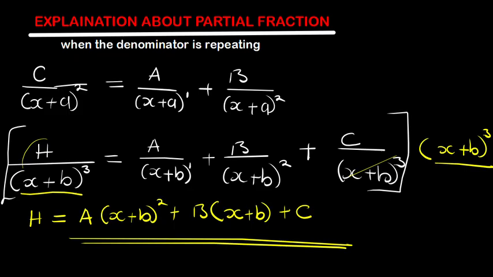Okay, now let's go to the examples. The first example that we have for today is this one. It says resolve 4x minus 3 over x plus 1 to the power 2 into partial fractions. So in this situation, you have 4x minus 3 over x plus 1 to the power 2. In here, what are the values that are repeating? The denominator is repeating twice.